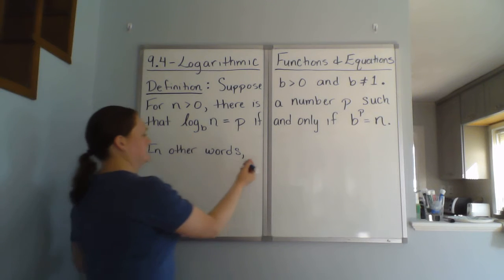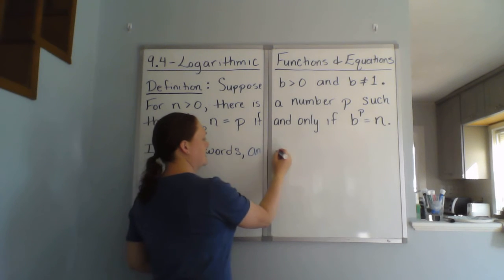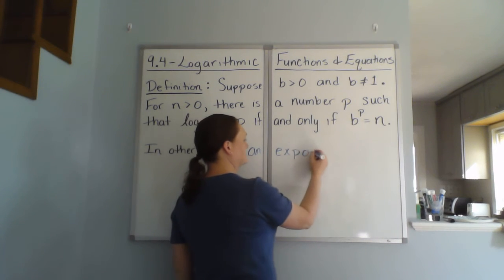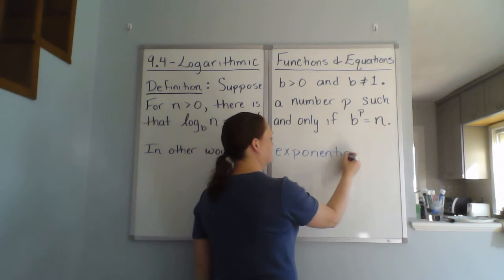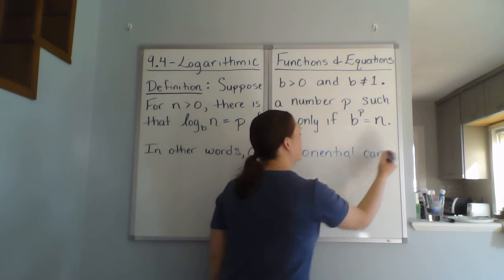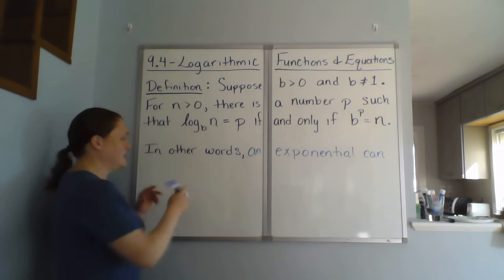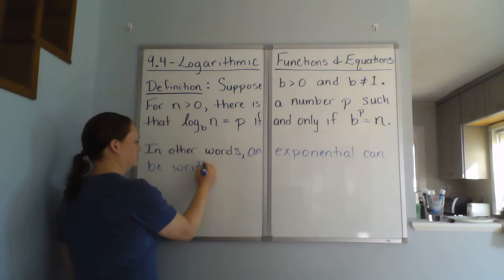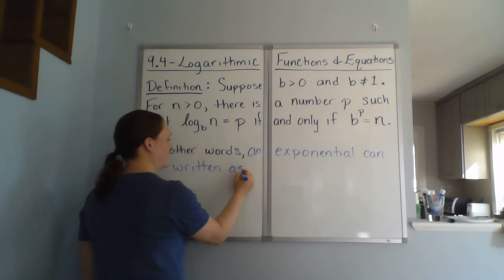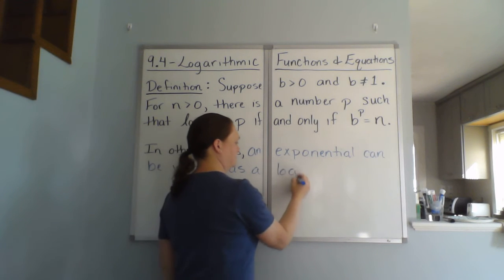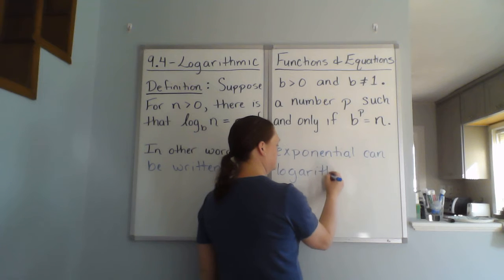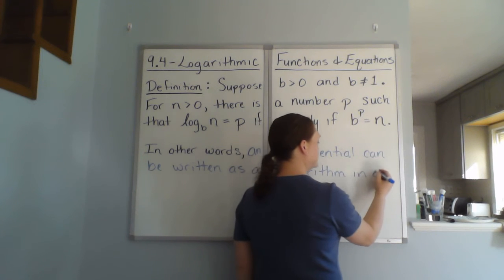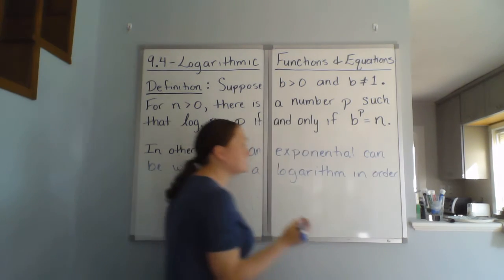In other words, an exponential can be rewritten as a logarithm in order to isolate the exponent.